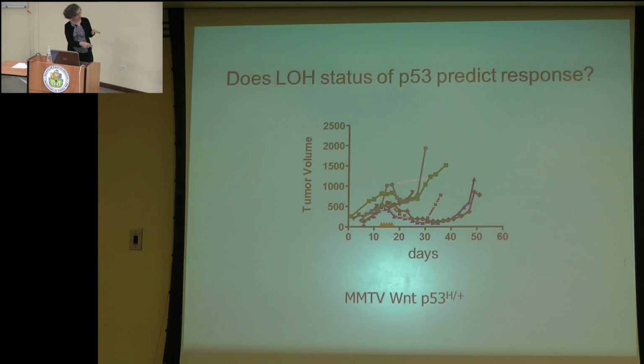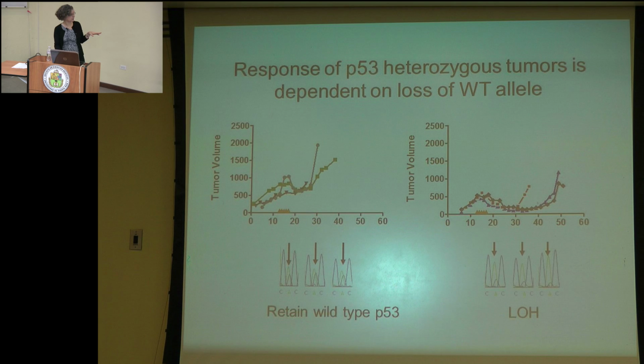Okay, and it's hard to decipher anything from these. The tumor volumes are all over the map. So then what he did is he took these animals and he looked for LOH. Okay, and now you can see very clear differences. Can you guess? This one has a wild type p53. It is a poor responder. And this has only the mutant p53, and it was a better responder.